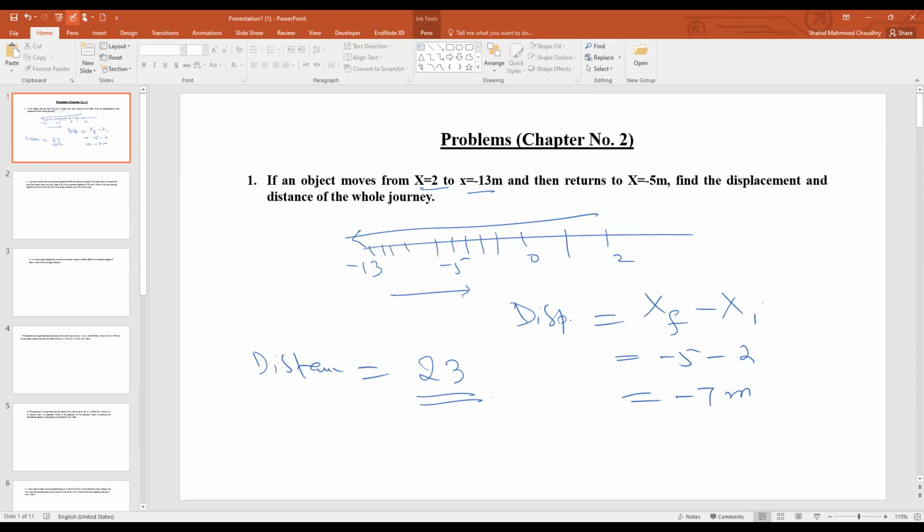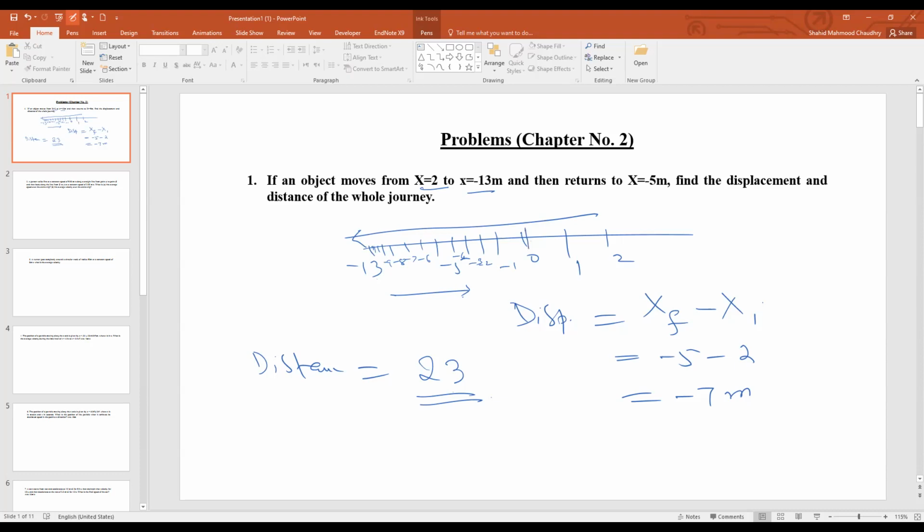Count this one. If this is 1, minus 1, minus 2, minus 3, minus 4, 5, 6, 7, 8, 9, and 10, 11, 12. How much is this distance? And then come back to here. Yes, that's right. It's 23.